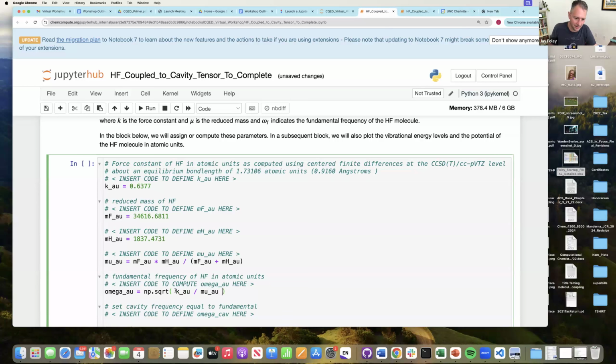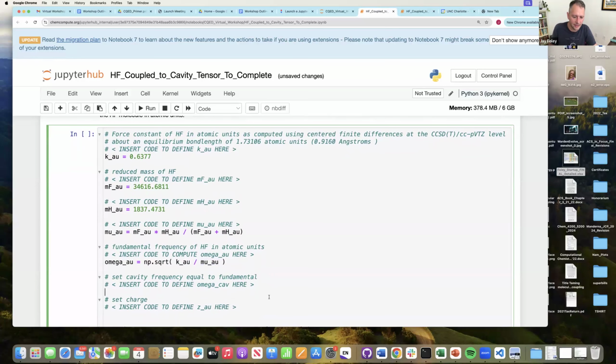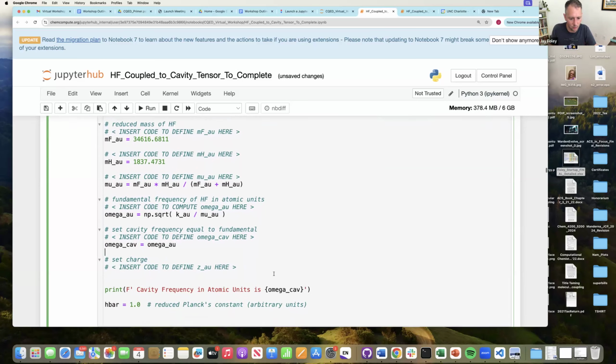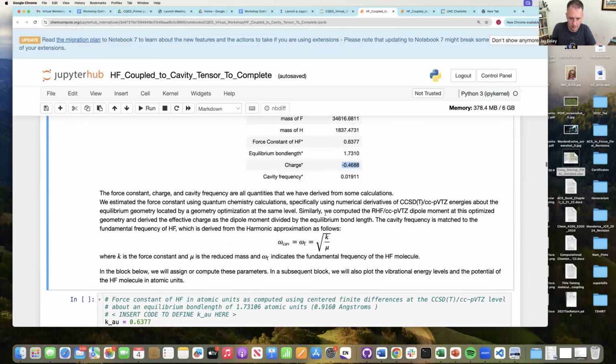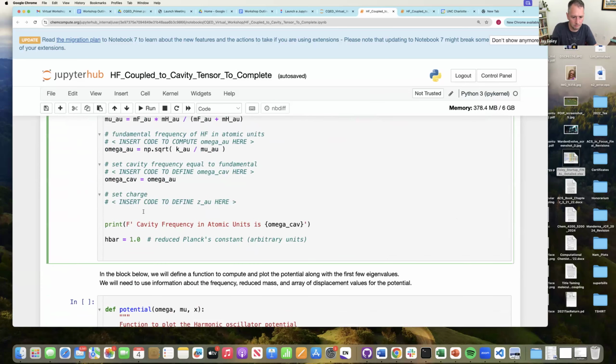And here I just want to make sure I use the right variable name. So K underscore AU for the force constant divided by mu underscore AU for the reduced mass. All right. And then I'm going to set the cavity frequency equal to the fundamental frequency. And lastly, I'm going to assign the effective charge, which I have up here. Z underscore AU is this.